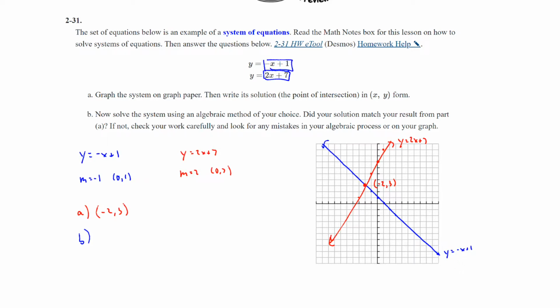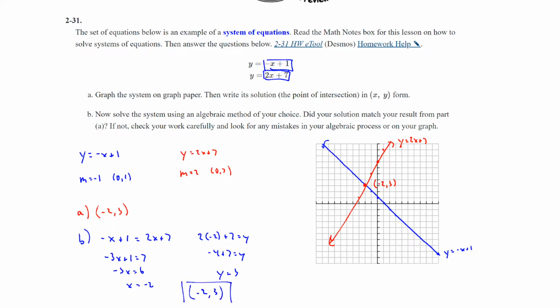Since both of these are equal to y, we can just set them equal to each other. Negative x plus 1 is equal to 2x plus 7. Subtract 2x. Subtract the 1. Divide by negative 3, and that's negative 2. And then we can take that and plug it back into one of our two equations and solve for y. And we get a y value of 3. So that would give us a solution of (-2, 3). And that is the same thing that we had from above. So it looks like we were able to check our solution.